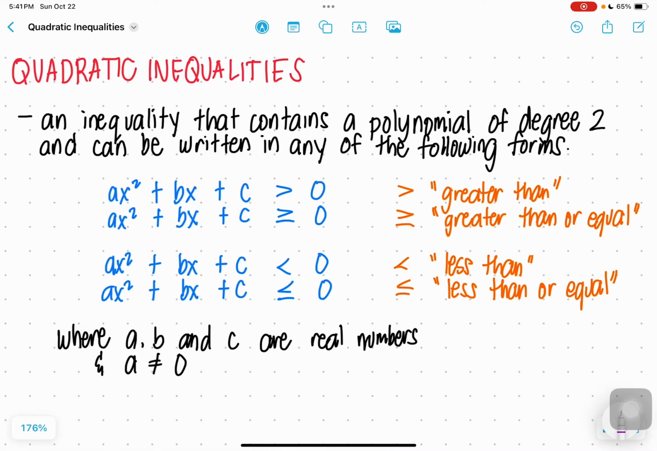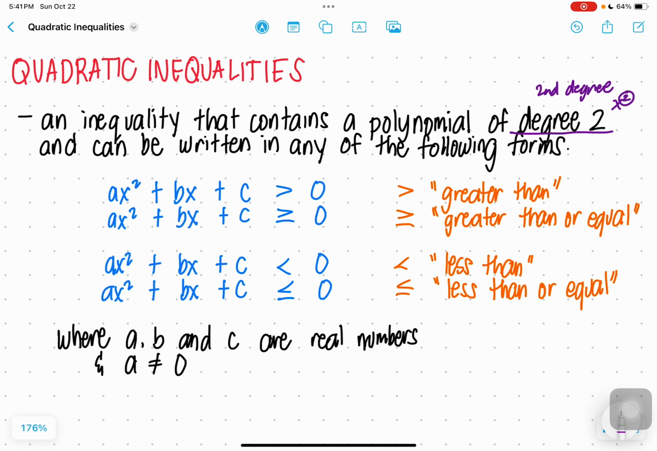So our topic for today is about quadratic inequalities. It is defined as an inequality that contains a polynomial of degree 2. Degree 2 means second degree, or yung exponent niya ay x squared. Yan yung pinakamataas na exponent niya. And it can be written in any of the following forms.